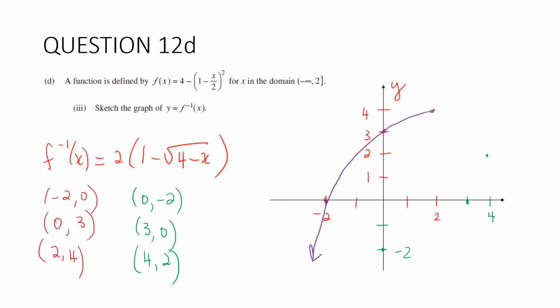I'm just making sure that that makes sense because it should reflect over the line y equals x. So let's draw this in. Where's a good colour? Let's do blue. And so this is the graph of the inverse, and this one up here is the graph of the function.